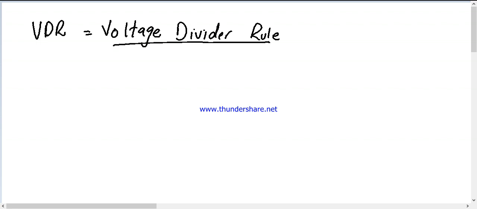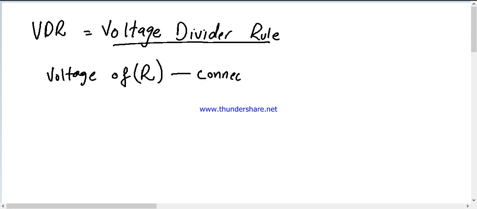Why do we use voltage divider rule? Basically, the reason we are using voltage divider rule is to calculate the voltage of any resistor, voltage of any resistance connected in a series circuit.